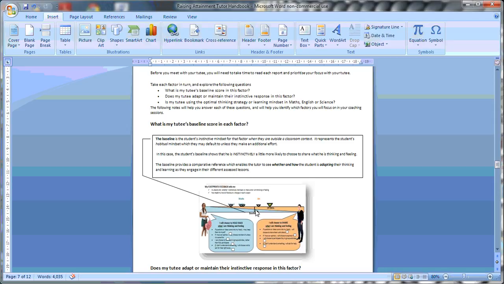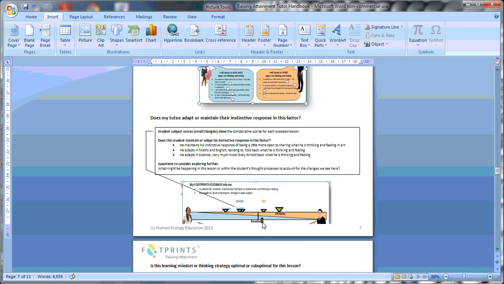The baseline is scored at the bottom there, and that tells us the student's instinctive mindset for this factor when they are outside a classroom context. So if you like, it represents the student's habitual mindset, which they may default to unless they make an additional effort. So we want to find out what the student's baseline mindset is for each of their factors, and then secondly, having done that, we want to see whether they shift from that baseline to a different mindset position when they engage in their different subjects.